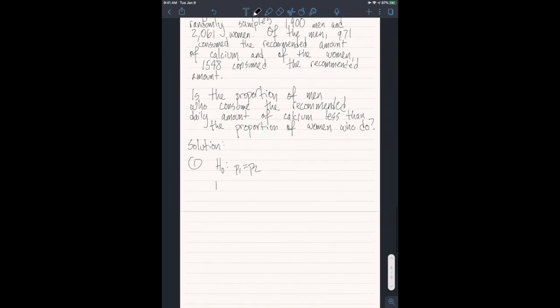The HA is that, well, the problem asked less than, right? Is the proportion of men less than the proportion for women? Is the proportion of men who get the amount of calcium that's recommended less than the percentage of women that get the daily amount of calcium recommended? Oof. This is why I hate the book. It has so much verbiage.